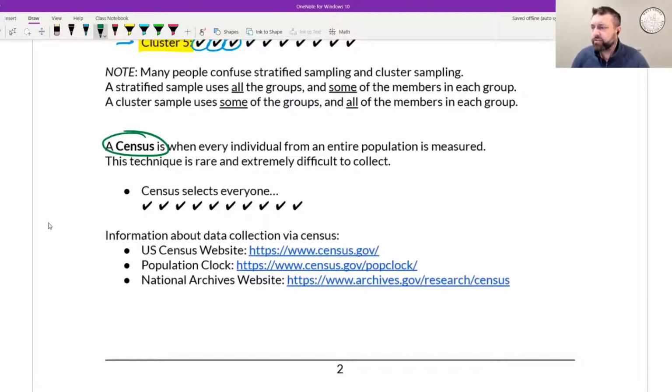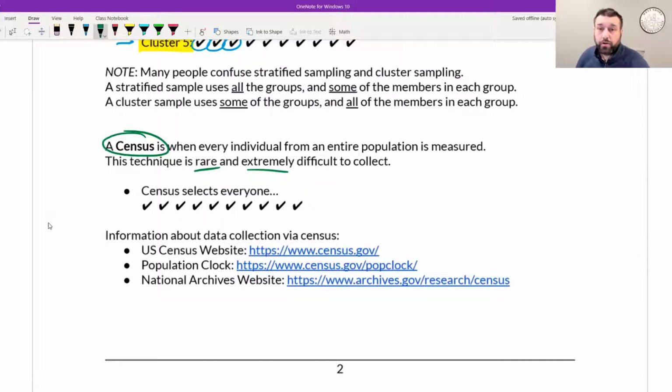It's those types of things that a census can help a government understand and use data to make decisions, okay? So a census is when you go out and you survey everybody. Very difficult to do. It's not easy surveying 330 million people, okay? And so it's tough to do a census.